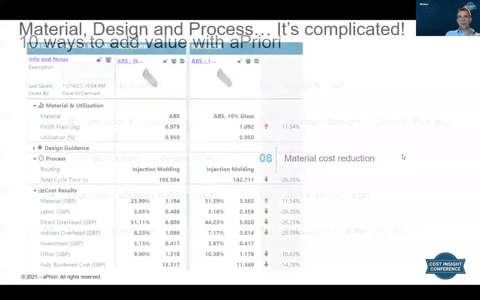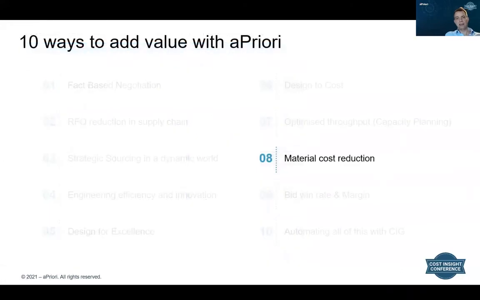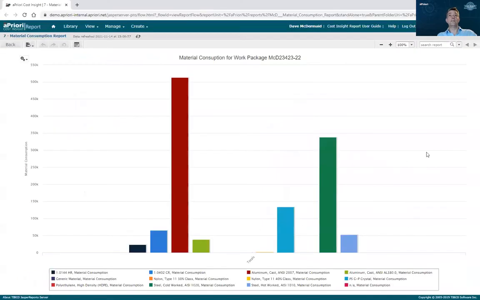Through all the simulations that are going to go through a bid package, aPriori adds them all up and gives us a view on the material requirements. And when I say the material requirements, I mean absolutely everything, including all the material that's going to be scrapped and bought back by the material provider. But this is what I need to purchase in terms of volume. It also calculates how much money is going to be got back from the scrap too.